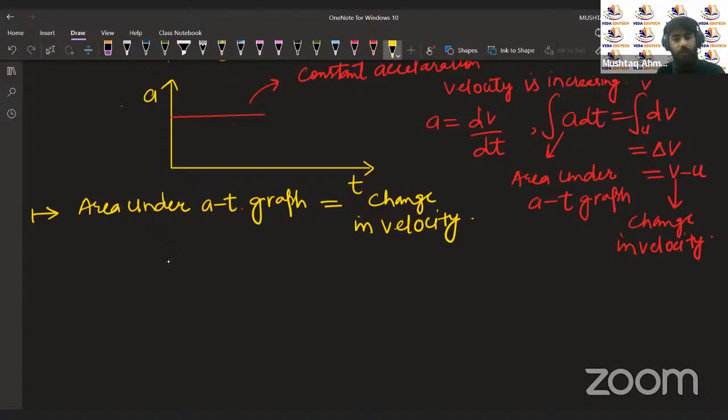It means that if this is the area under this graph, and we calculate this area, this is the area under this curve. Let's suppose from time t equal to 0 up to time t. If we calculate the area of this curve, this will give us delta v, that's v final minus v initial, right? That's the change in velocity.